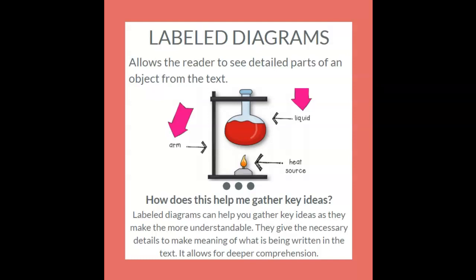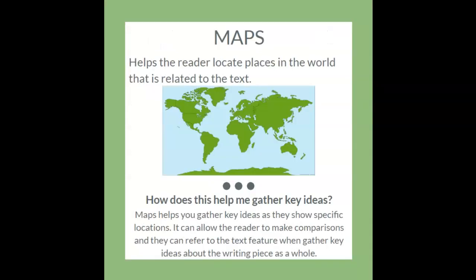If the writing piece is talking about how the arm holds up the liquid and the heat source heats up the liquid, maybe that's hard for me to understand, but with this labeled diagram, it makes it a lot clearer. I can see what the arm is. It looks different than the arm on my body. Okay, so with the labeled diagram, I can really comprehend, and I can use the details and the ideas in the labeled diagram in my response when I'm understanding the written piece.